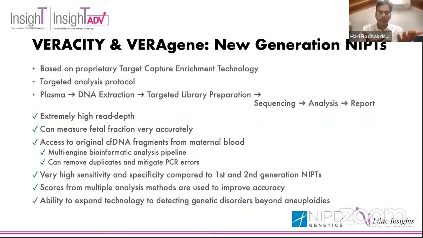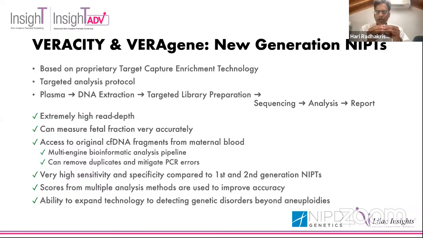It is also a targeted technology because it provides higher sensitivity and specificity. But instead of using multiplex PCR, we use in-solution hybridization. And the advantage is that we are able to actually look at the original cell-free DNA fragments that we collect from the maternal blood. So we can use this to mitigate PCR errors and to remove PCR duplicates. But it also gives us the very, very high read depth and the high sensitivity and specificity and fetal fraction.